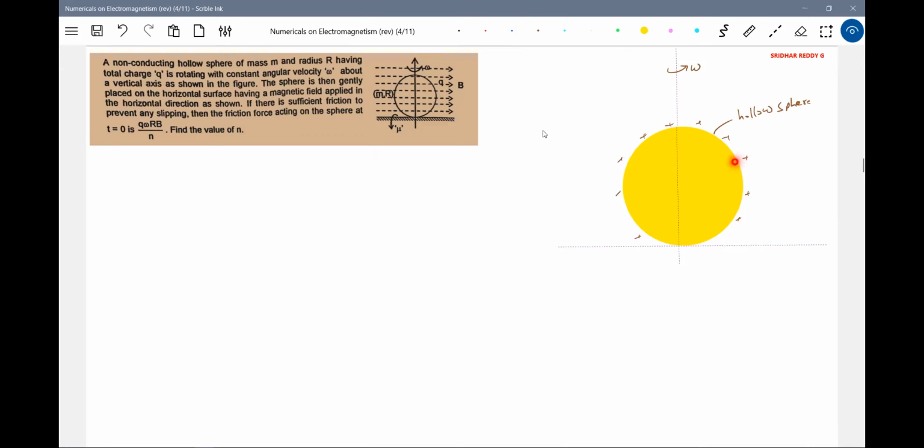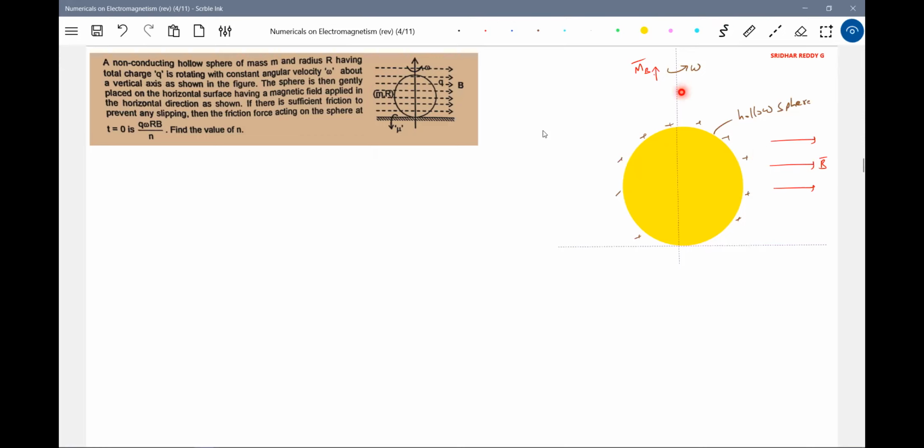So you assume a circular strip here. Then the charge will flow in a circular path about this y-axis. Then there'll be a flow of current. Then i into di into pi r square will be the dipole moment. Then I'll integrate, I'll get the total magnetic dipole moment, and it will be directed in this direction along the axis. This is the m bar. And look at the magnetic field. Magnetic field is present in this direction. Uniform magnetic field.